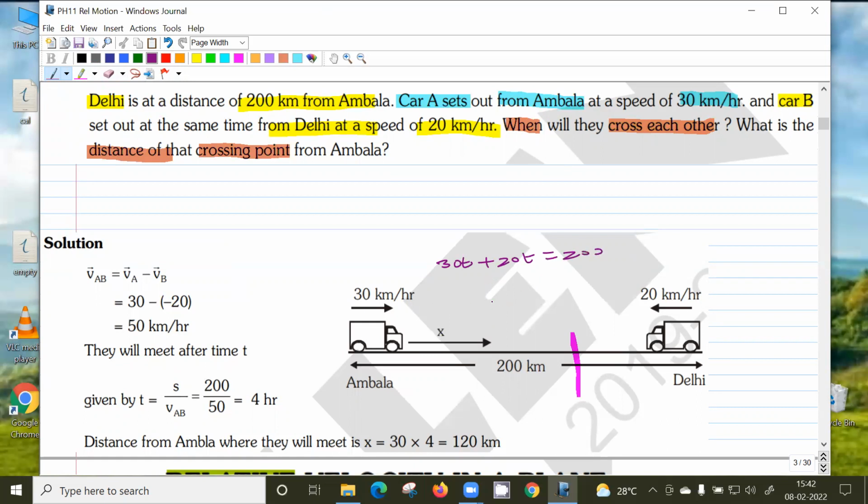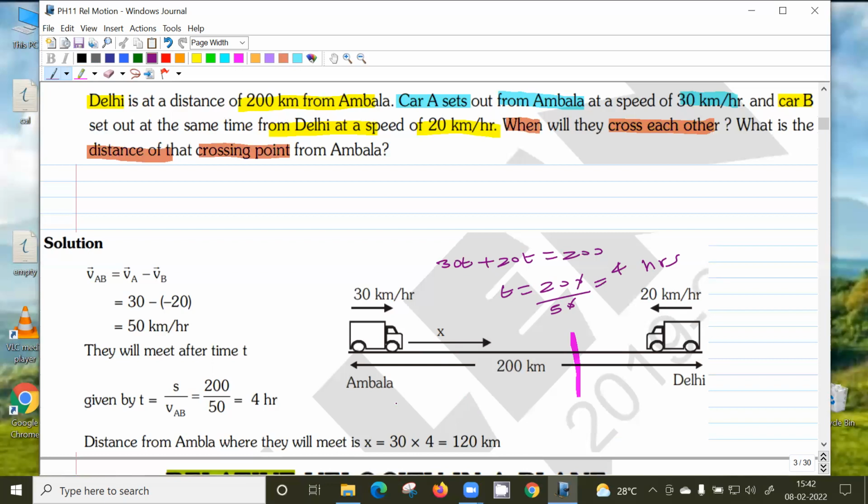So from this, I'll get t as 200 divided by 50. So 4 hours it will meet. Okay, so this is the normal method, without using the relative velocity concept. Now suppose I use the relative velocity concept.